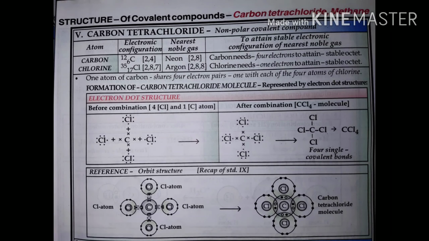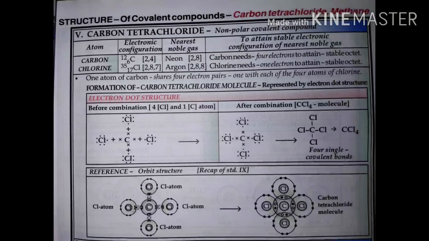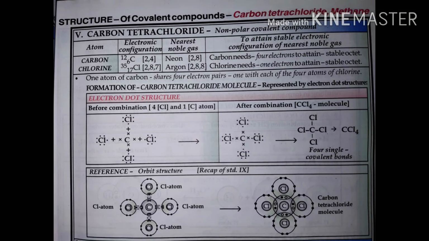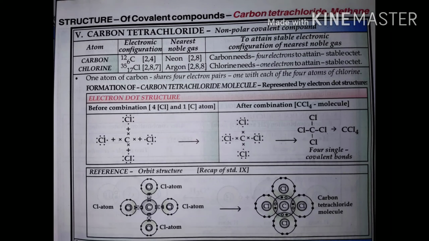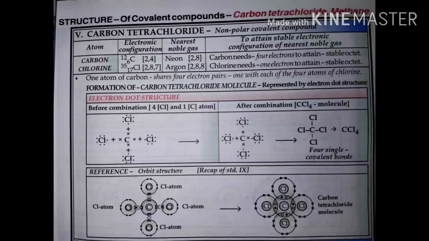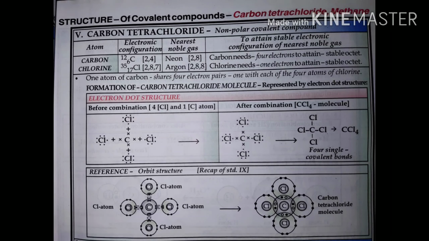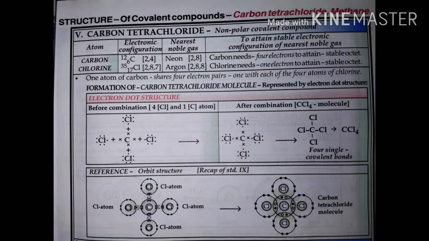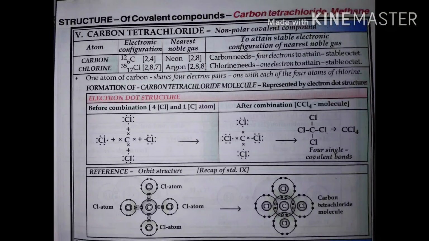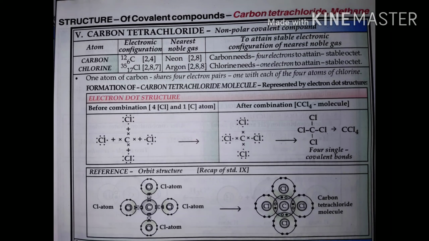Now see the electron dot structure which is given above. Here they have used X for the electrons of the carbon and dots for the electrons of the chlorine. You can see that in the center there is a carbon, and there are 4 crosses or 4 X's around the carbon atom, which indicate the 4 electrons which are present in the outermost shell of carbon. And if you see chlorine atoms, there are 4 chlorine atoms around the carbon, and each one of them is having 7 electrons around it.